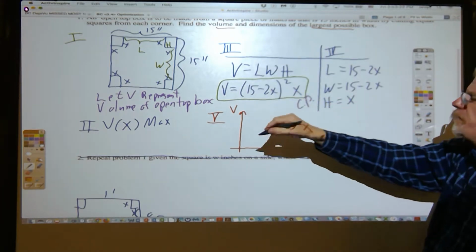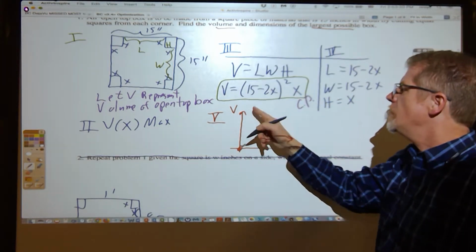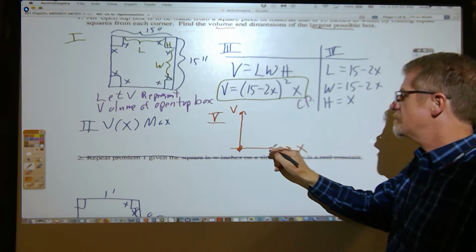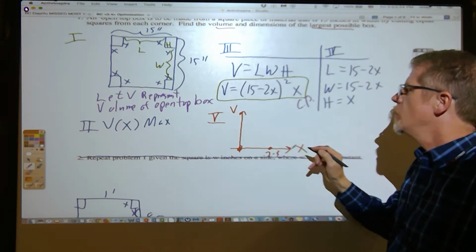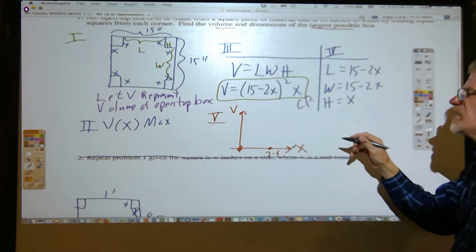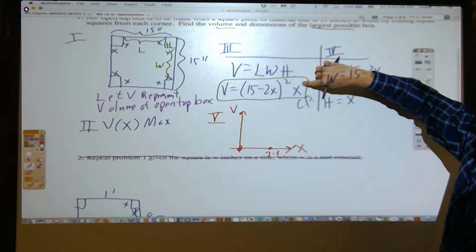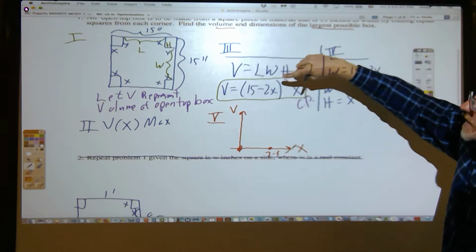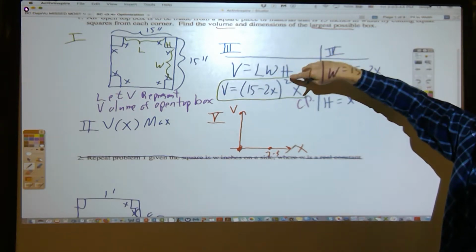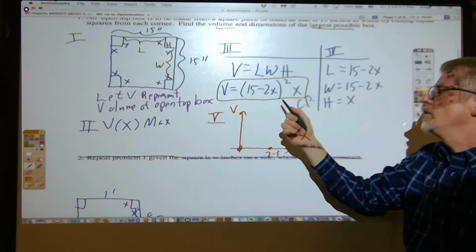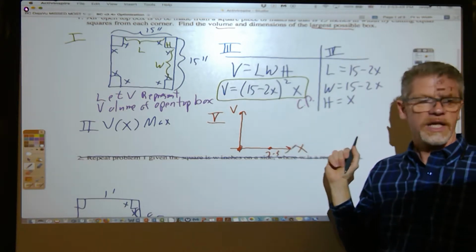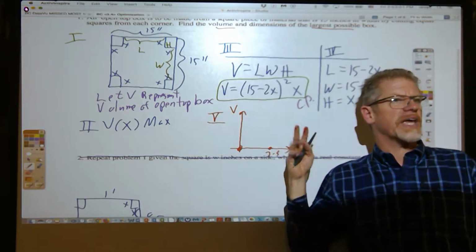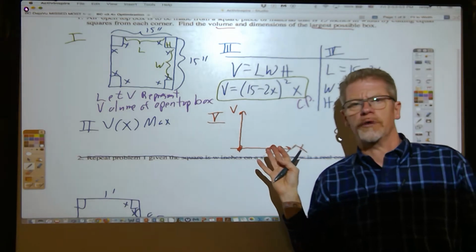Notice it's a polynomial function with zeros at 0 and at 15 halves, which is 7.5. What is the leading coefficient of this volume function? Is it a positive number or a negative number? Yeah, it's negative 2 squared, which is positive. So the leading term will be 4x cubed. If we were to take the time to expand it, you can anticipate that without actually doing the work.